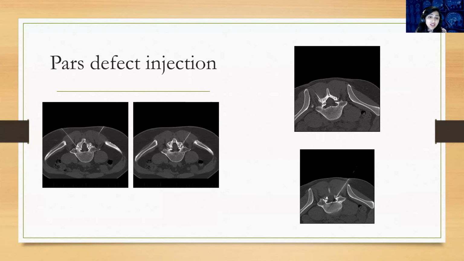Yeah, the next injection is the pars injection. Pars injection is just like your facet joint injection. You just mark the area, and then inject it, just like your facet joint.